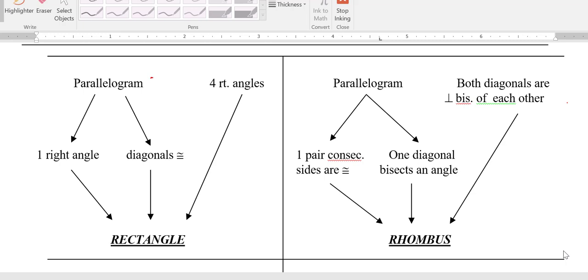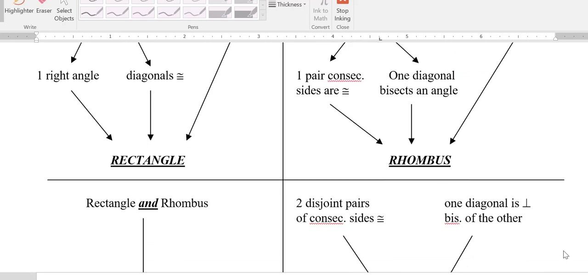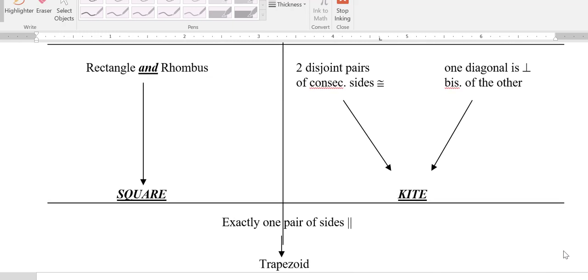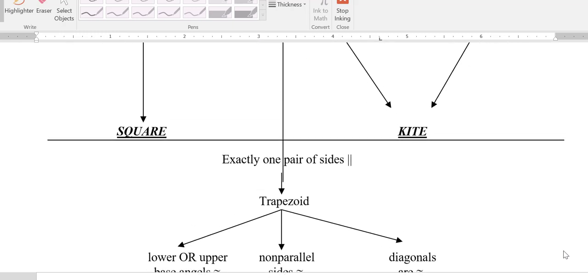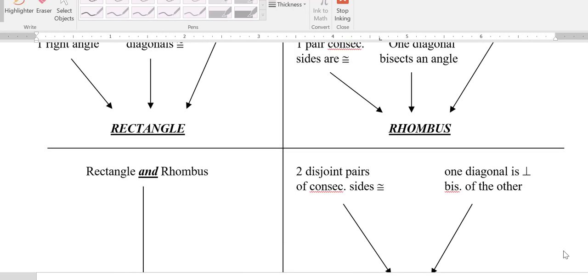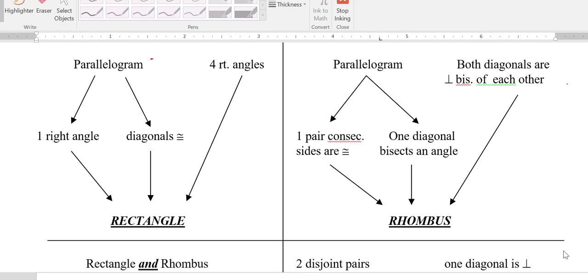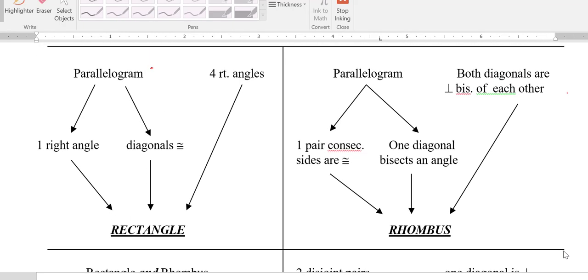And so if I take a look at this, what I have here is a chart that has a bunch of different pathways. So if I'm looking at this chart here, I have rectangle, rhombus, square, kite, and trapezoid, and isosceles trapezoid. And if I look at this chart, what it's showing is that if I can prove that something is a parallelogram first, and then I can show that I have one right angle, then I can say that it's a rectangle.